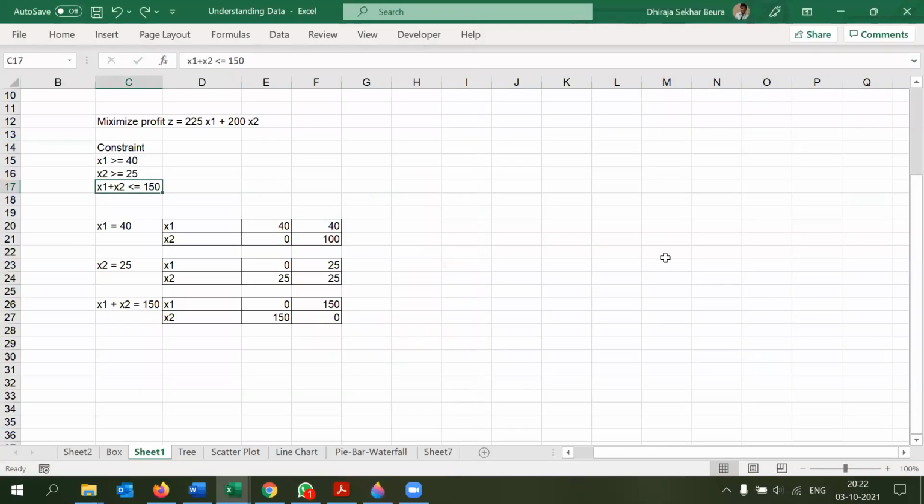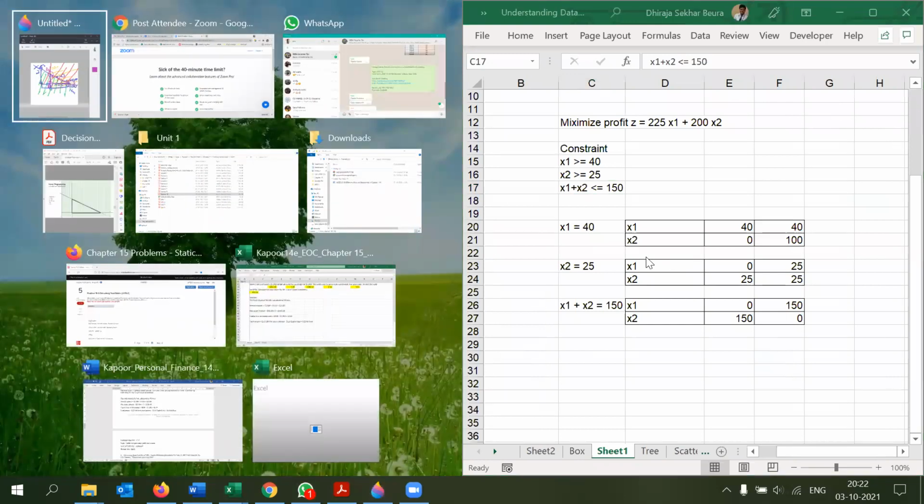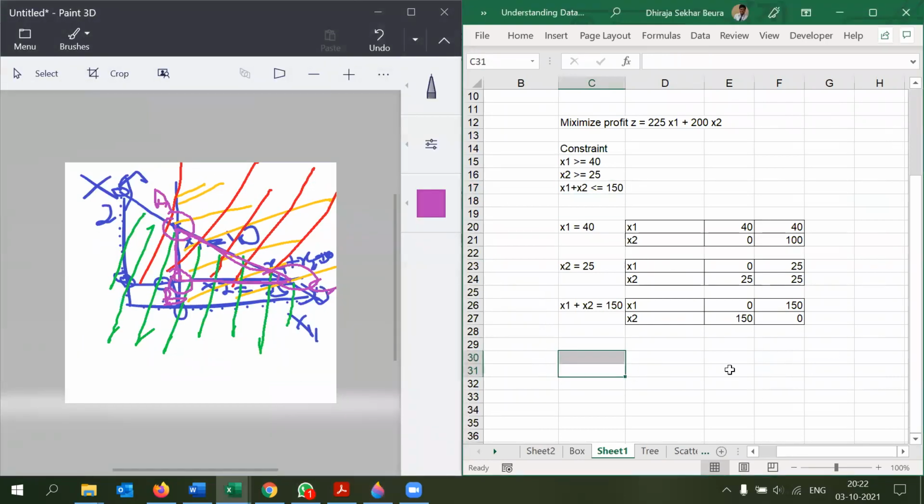Now we have to go to Excel. Points A, B, and C we already have. Now for each of these points there has to be an x1 coordinate and an x2 coordinate. How do we find that x1 coordinate and x2 coordinate? Can somebody tell me? Just from the graph we can retrieve the value. Do not do that. Never do that. Always follow this approach.